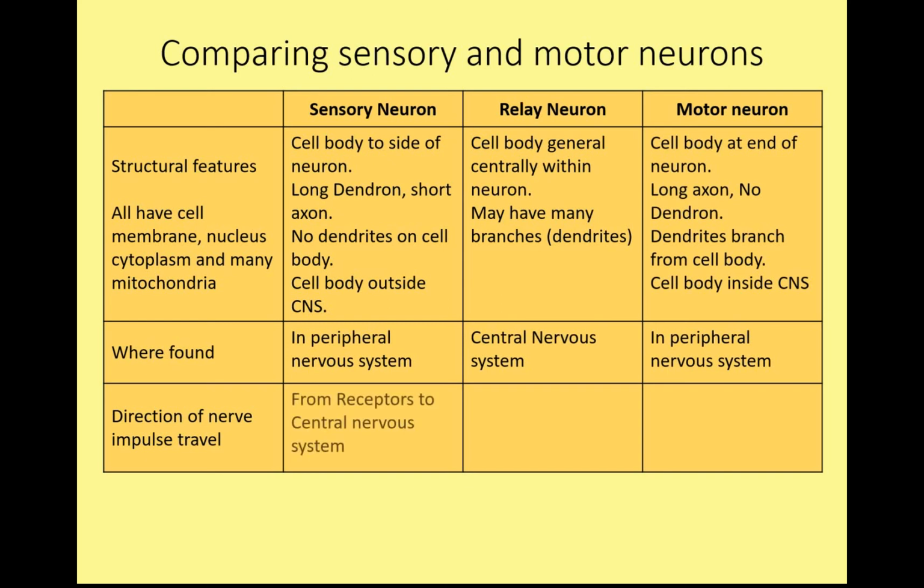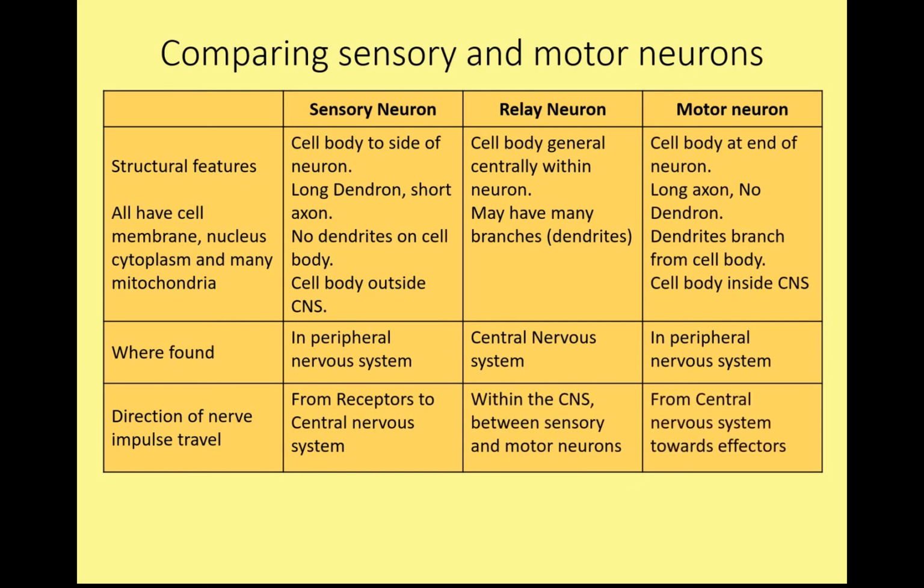The direction of travel is from receptors to the CNS for the sensory neurons, within the CNS and between sensory and motor neurons for relay neurons, and from the central nervous system towards the effectors.